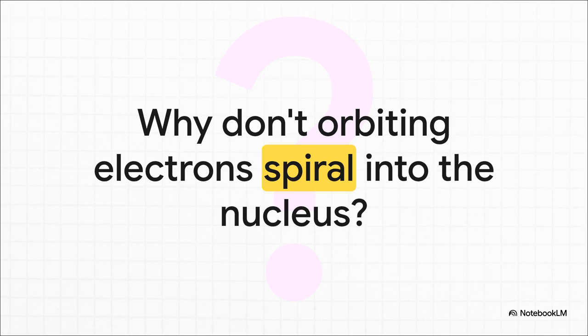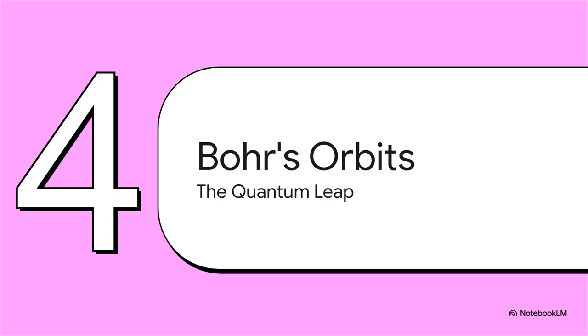An orbiting electron should constantly be giving off energy, which means it should spiral down into the nucleus in a fraction of a second. Rutherford's atom should instantly collapse. So why doesn't it? Why does matter even exist? To fix this huge collapsing atom problem, we now turn to part 4, Bohr's revolutionary orbits.